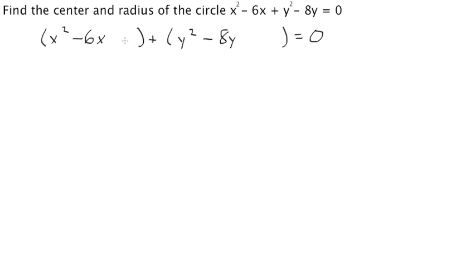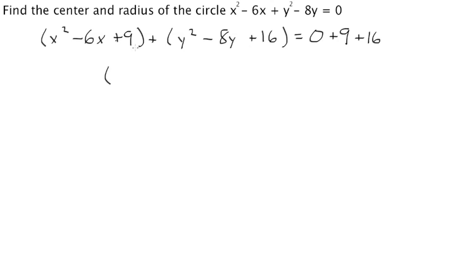So we need to add something here to complete the square. It's going to be half of this number squared. So half of negative 6, that'll be negative 3. That squared is 9. So I'll add 9 here and here to keep my equation balanced. So what do I add here with the y's? Half of this is negative 4. Squaring that, I get plus 16. So once again, you'll always add things to complete the square.